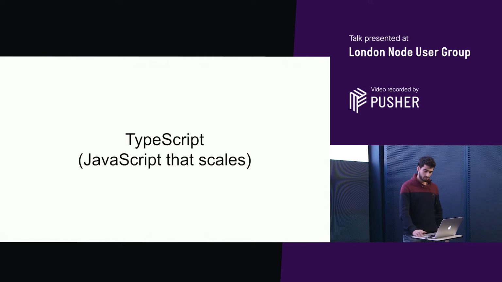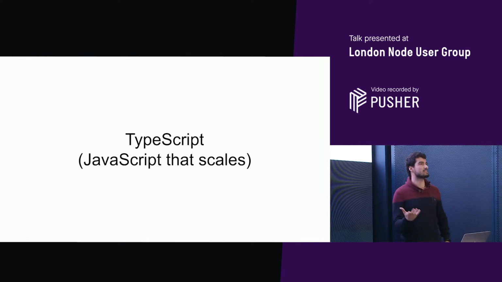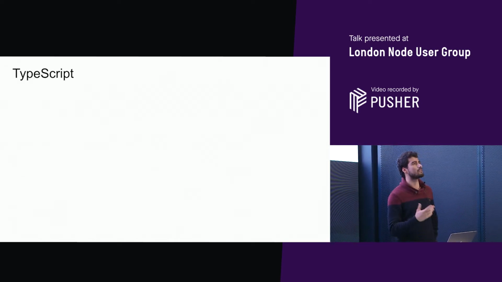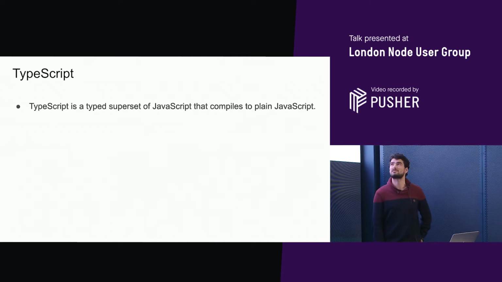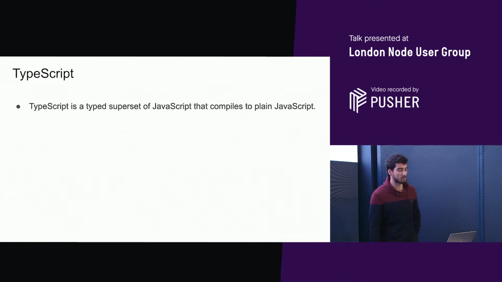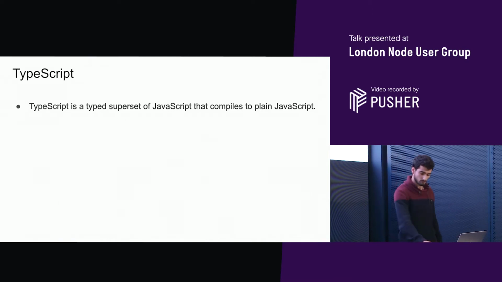So let's first talk about TypeScript. The motto is JavaScript that scales. I will start by giving a brief introduction about TypeScript and how it works. TypeScript is a superset of JavaScript that compiles to JavaScript. So basically we write TypeScript with all the fancy features and types, and then it compiles to plain and human readable JavaScript.